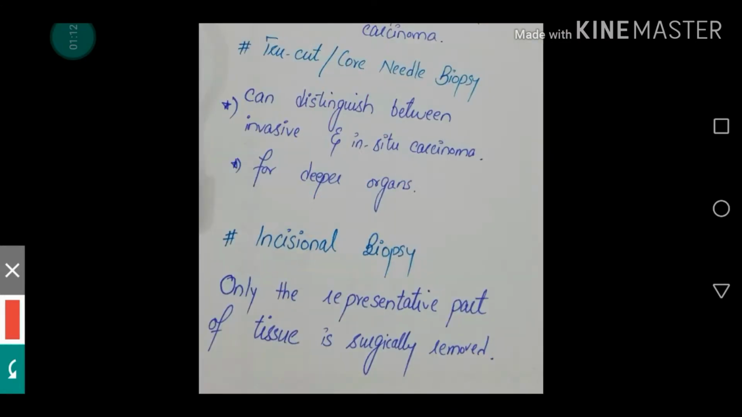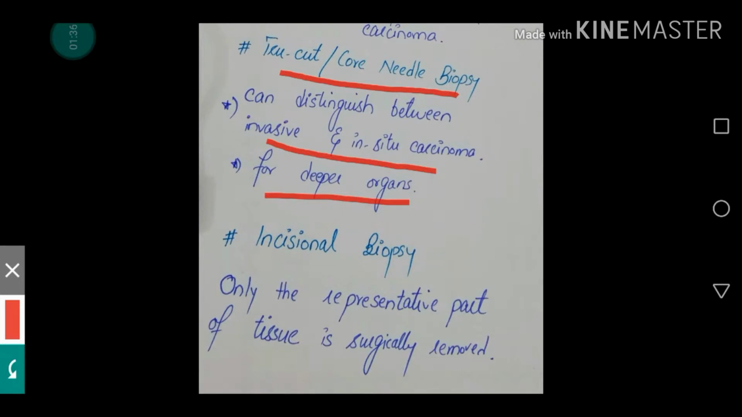Now further, we have Trucut or core-needle biopsy. It can differentiate between invasive and in situ carcinoma, and again, a needle is used to take a sample, and it is good for deeper structures, for example thyroid, lymph nodes.